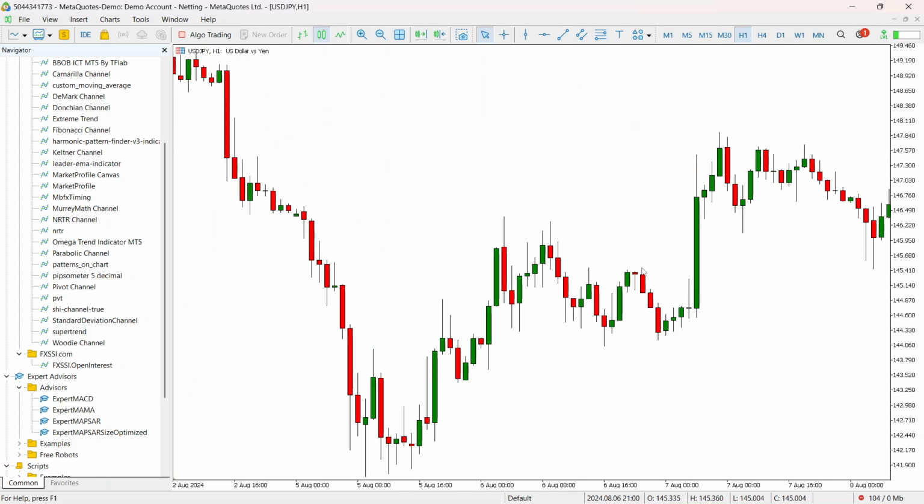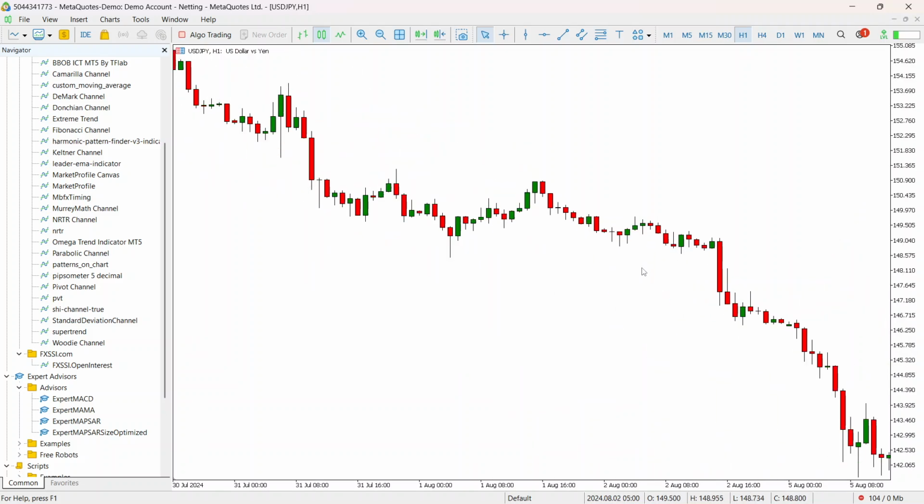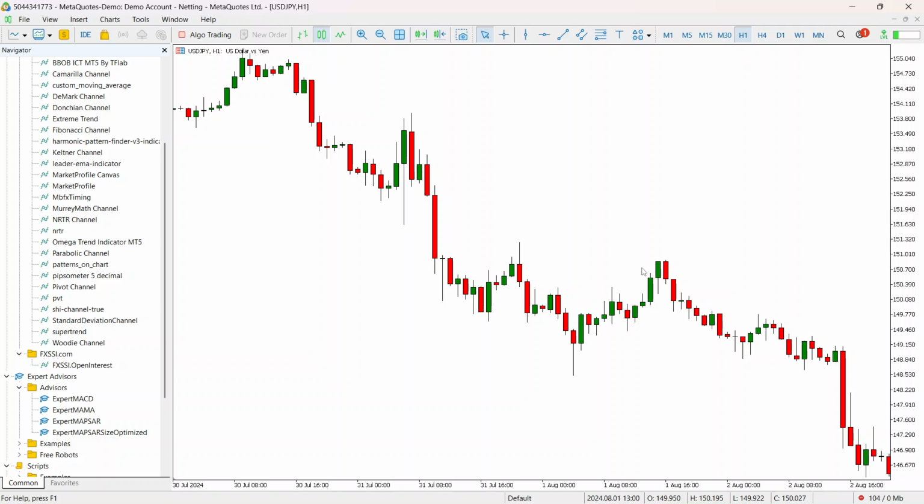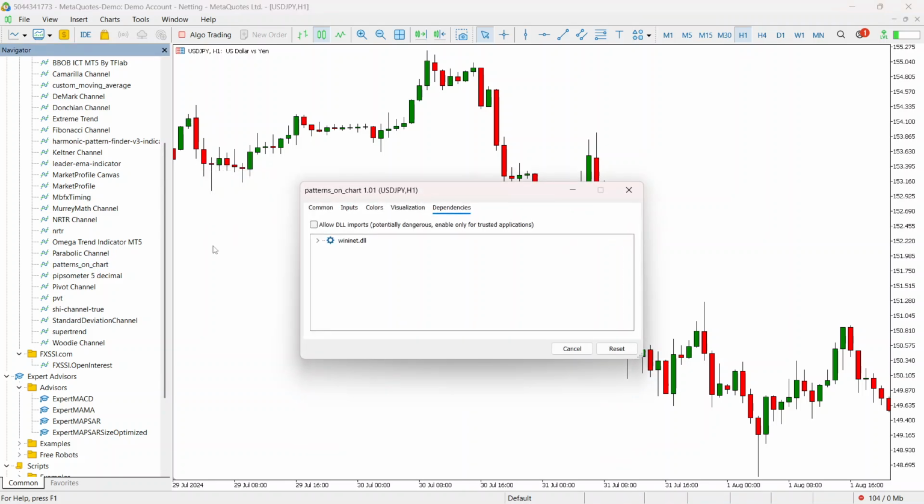In this video, we'll look at how this indicator detects and annotates classical chart patterns on the MT5 chart and what each pattern implies. At this point, I'll load the indicator on the chart so you can see how it looks in real time. Don't forget to allow DLL imports and let's proceed.